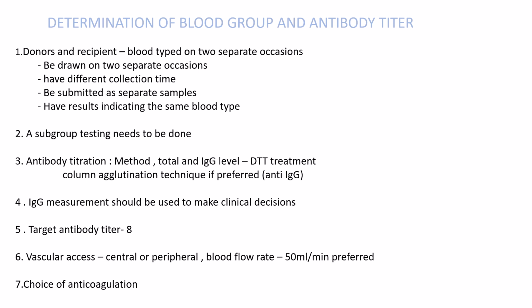Then vascular access, central or peripheral, and the flow of blood should be assessed. A normal flow of 50 ml per minute is preferred. And what is the choice of anticoagulant which will be used?